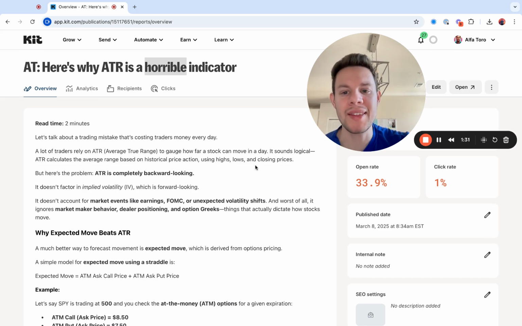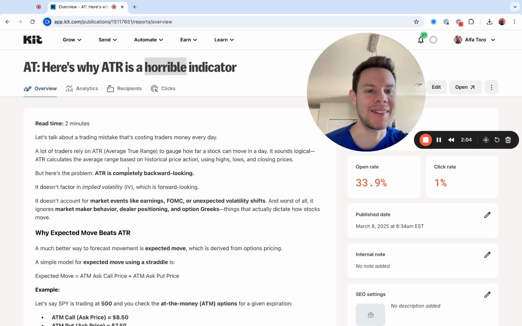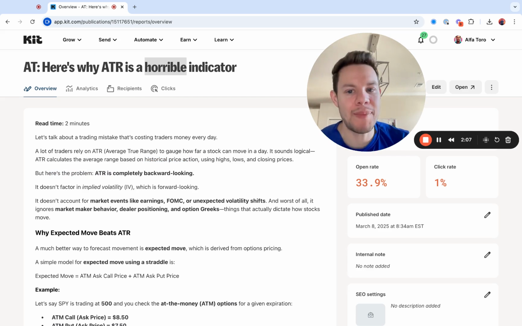But the problem with this math equation is that it relies on historical price action using highs, lows, and closing prices. It grabs the lowest low and the biggest high over a period of 30 days, a week, or 3 days, whatever the case is. It does some addition based on the highs and lows, and then divides by the number of days, and that's your average true range, right? But here's the problem. It's backward looking. Who cares what happened last week? We want to know what price is going to do in the future, right?